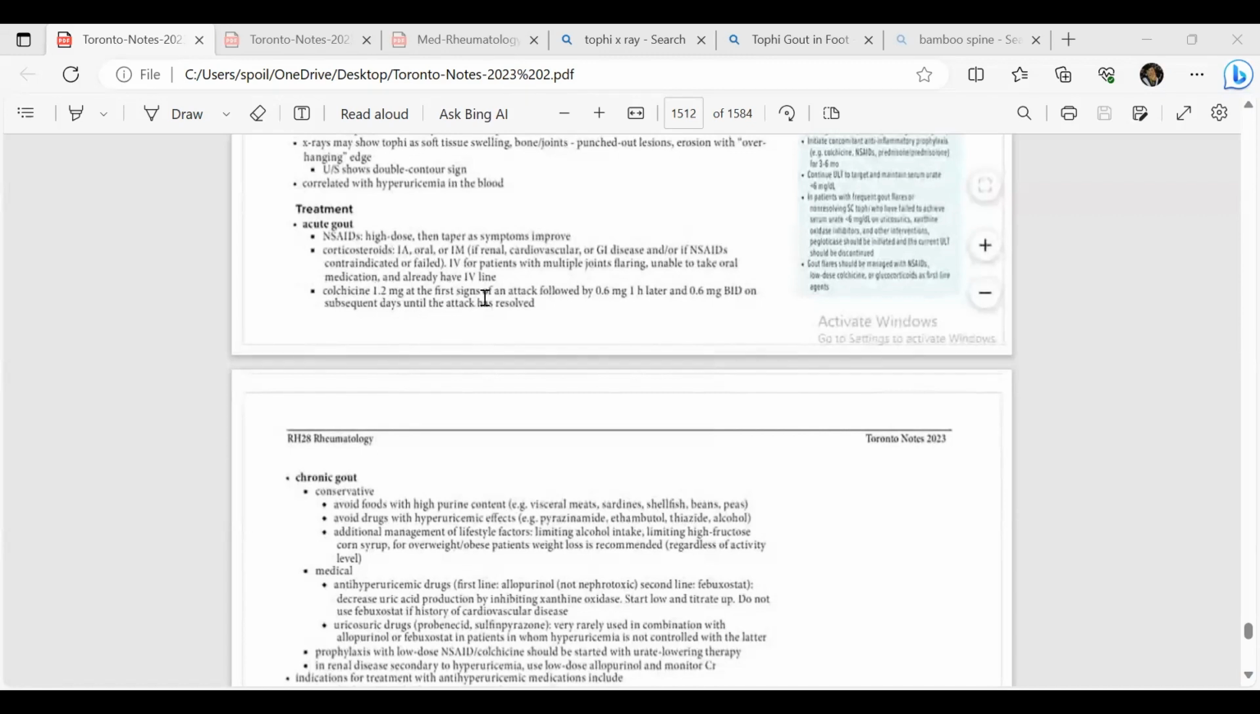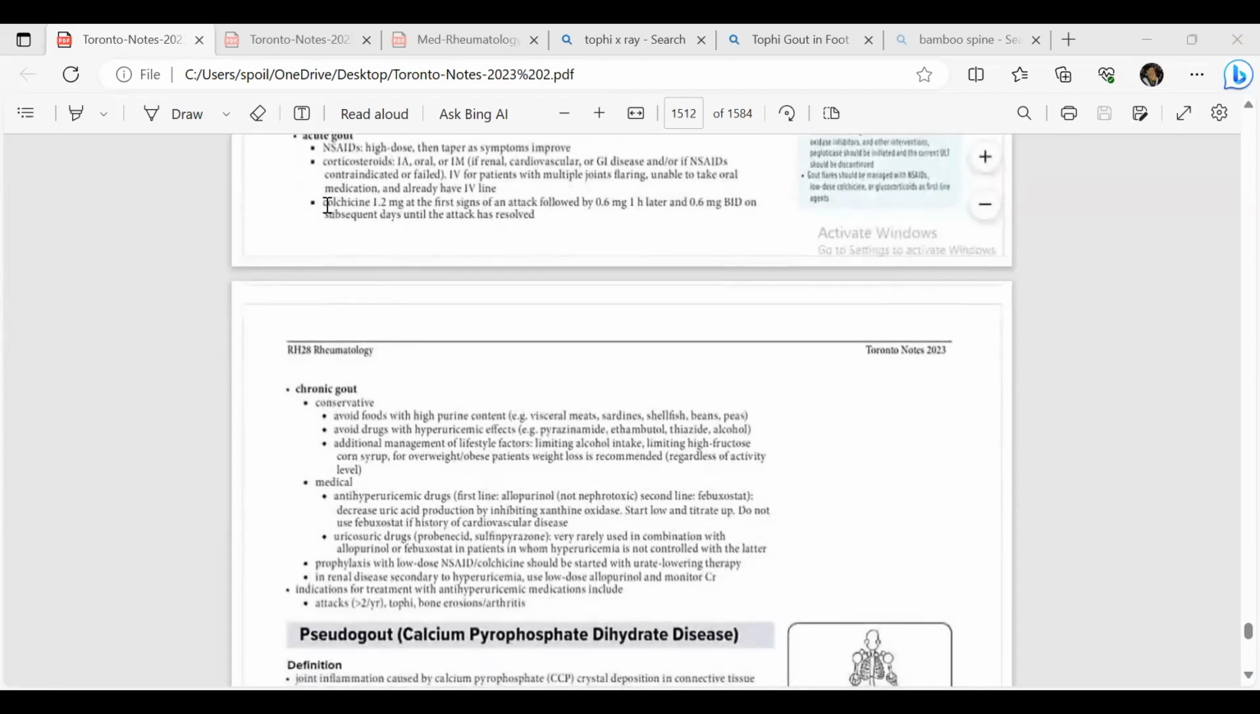Colchicine at the first sign of attack, followed by a later dose BID until attacks have resolved. I read somewhere that in acute flares we just give this. And it's also written here that colchicine you can give when the first sign of attack is seen, and then you will just give it until the attack has resolved.